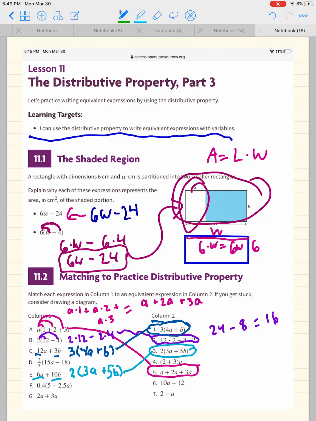2A plus 3A. If you look at those terms, they both share A. So you can take out the A and put it on the outside of the parentheses. Now A times what is 2A? It's 2. And A times 3 is 3A. So you're going to end up with A times 2 plus 3, which is the same thing as 2 plus 3 times A.